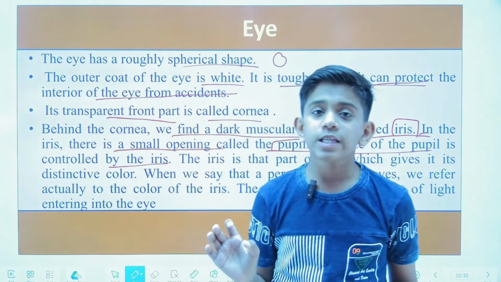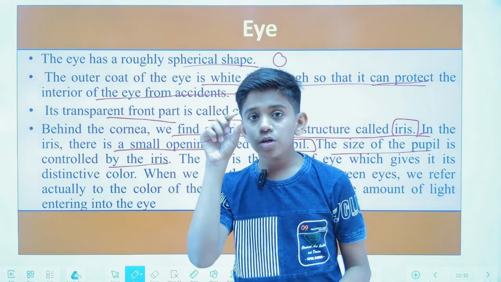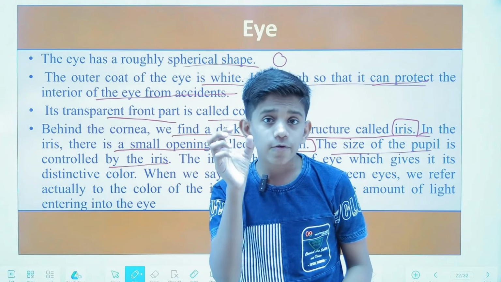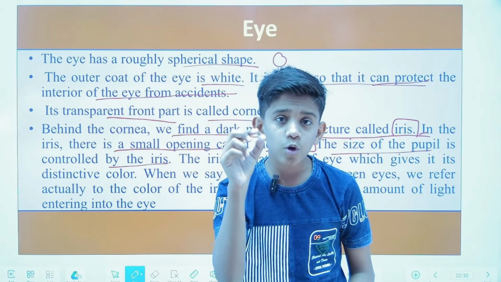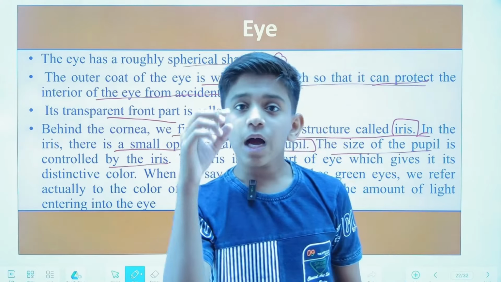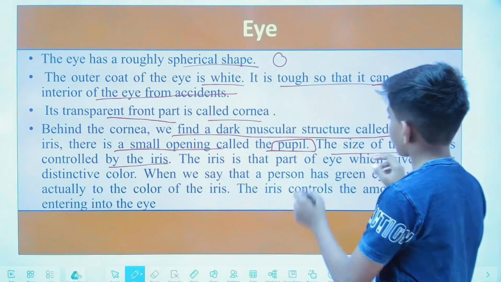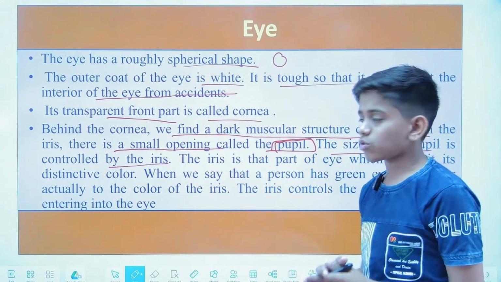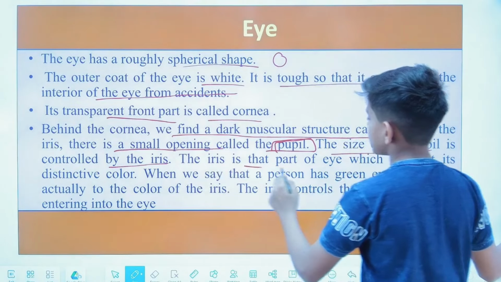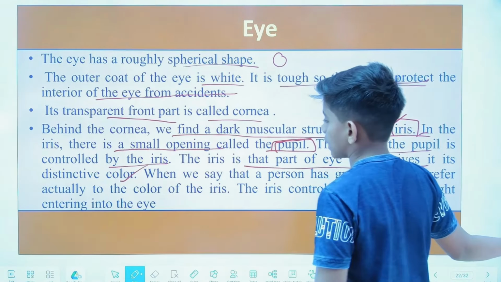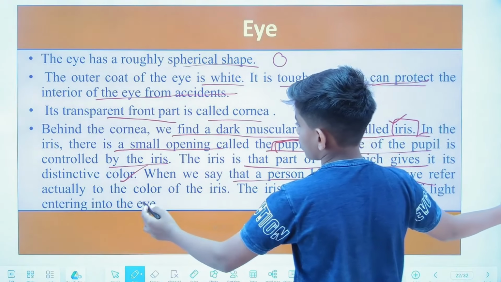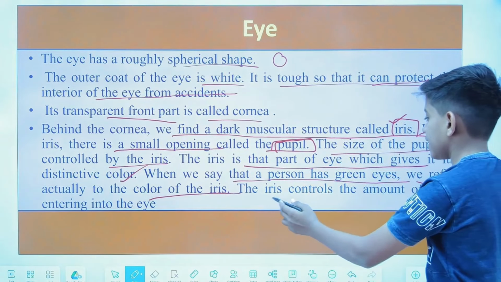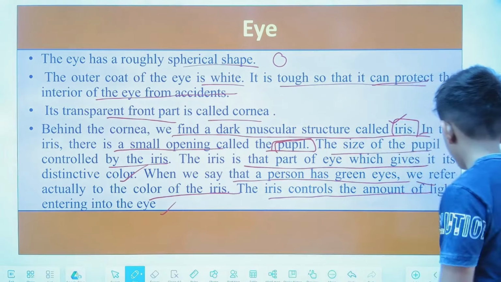Now here we have an experiment or activity. Take your friend and shine the beam of a torch in his eyes and see carefully. Does the size of the pupil change? Does it become smaller? Yes, because when light comes towards the eye, the iris changes the size of the pupil, so less light enters. The iris is the part of the eye which gives its distinctive color. When we say that a person has green eyes, we refer to the actual color of the iris. The iris controls the amount of light entering the eye, as I told you.